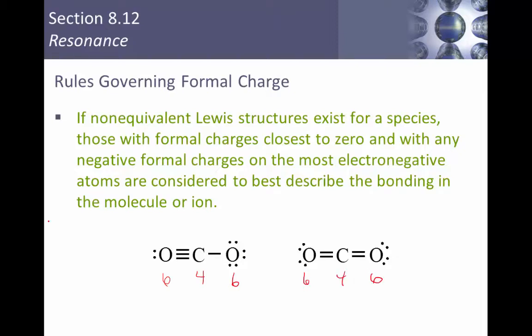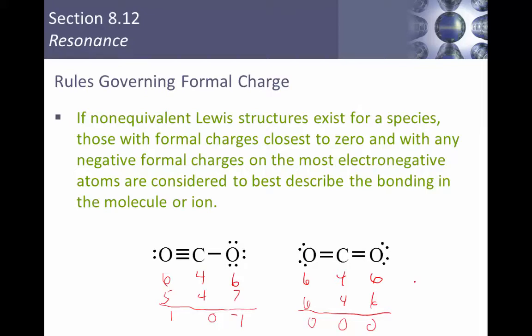Now I count lone pairs and shared pairs. So 2 lone, and then 1, 2, 3 shared. So that's 5. Then 1, 2, 3, 4. That's 4. And then 2, 4, 6, 7. That's 7. I subtract. I get negative 1, 0, and 1. Now if I go 1, 2, 3, 4, 5, 6, then 1, 2, 3, 4, and 1, 2, 3, 4, 5, 6, I subtract. I get 0, 0, 0.